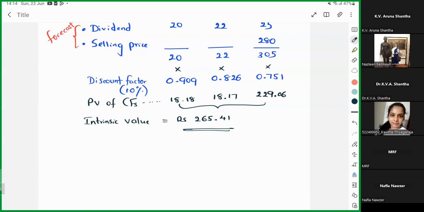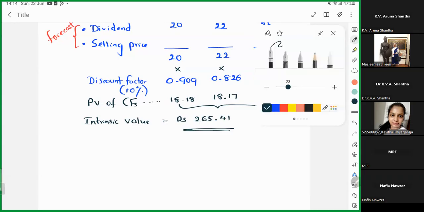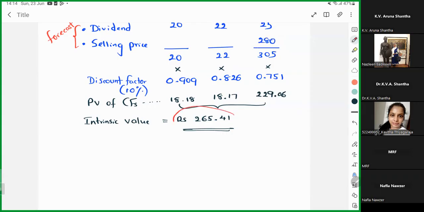Then how do you take the investment decision? You compare this with the market price. Now let's say the market price is 252. Is it worth investing in these shares? What do you think?